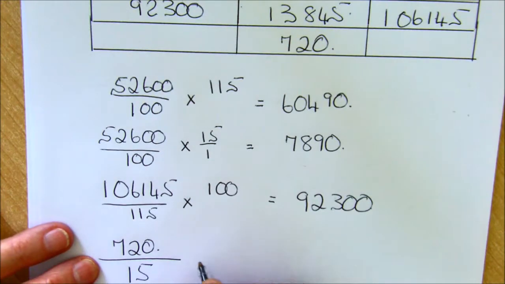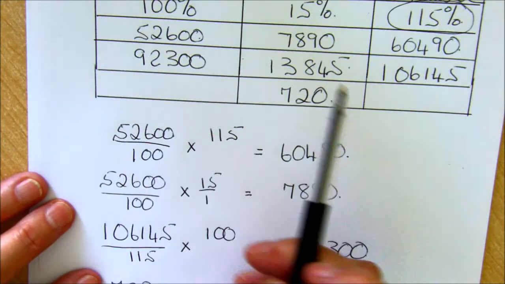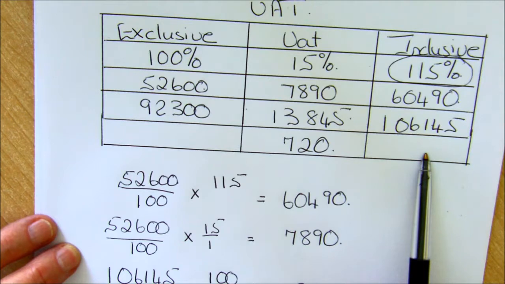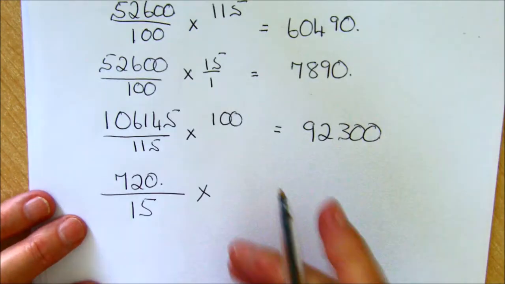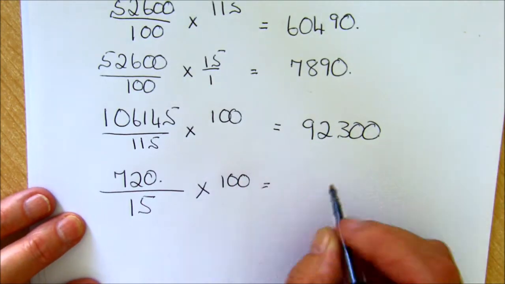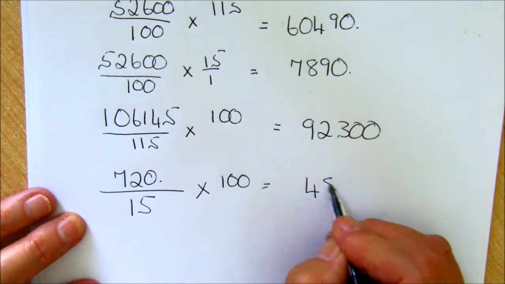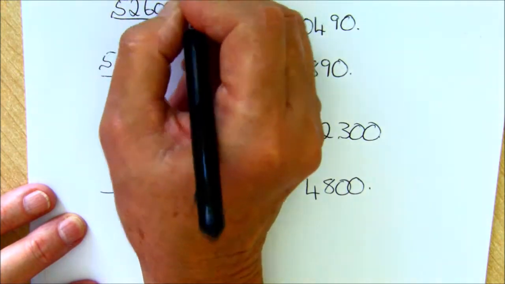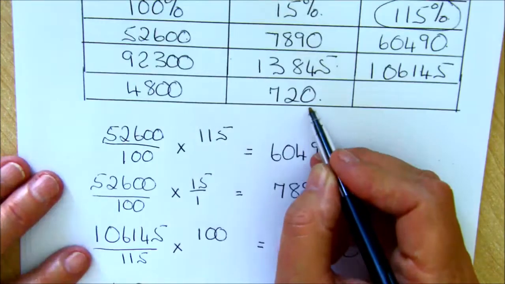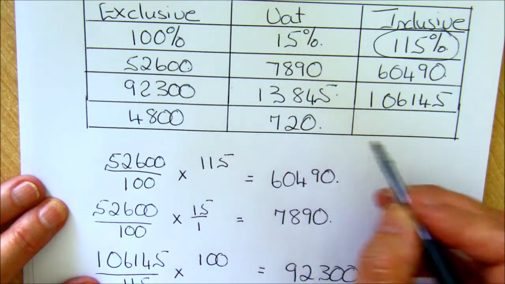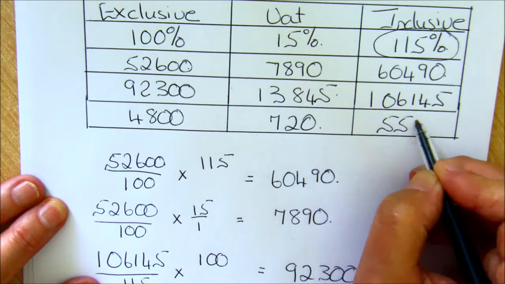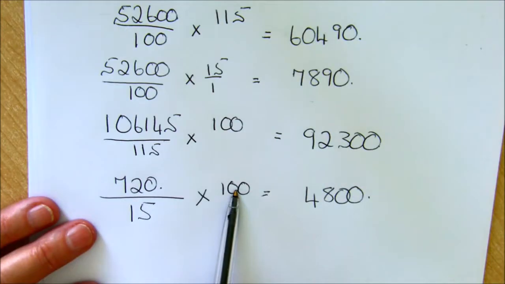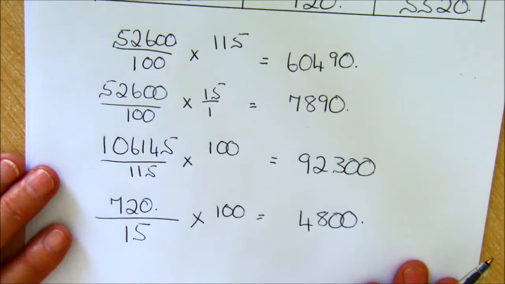Divide by what you know. Times by... and again, you can either times by 100 and get the exclusive, or times by the 115 and get the inclusive. So if I was to times by 100, I would get a figure of 4,800. So 4,800, add on the VAT of 720, and I'll have my inclusive amount of 5520. Or you could have times this by 115 and you would have got the amount straight away.